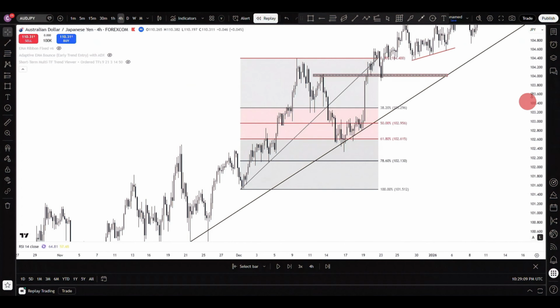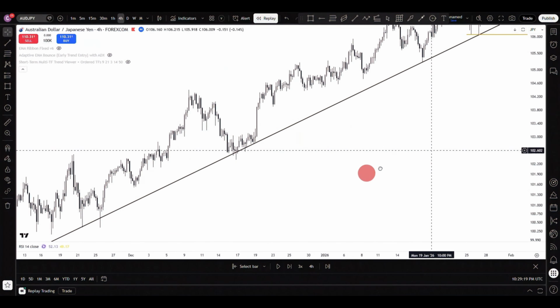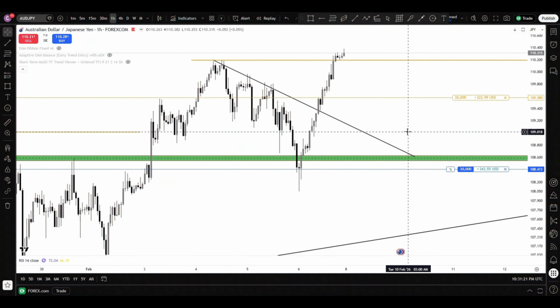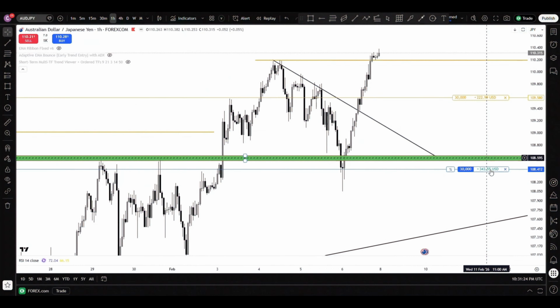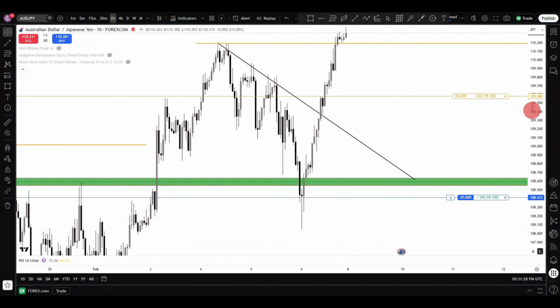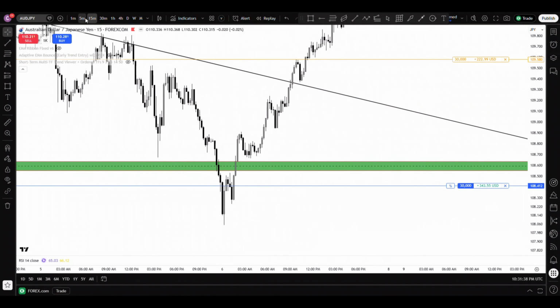So before we end this video, I want to show you one last thing. In case you were wondering if I cherry picked this chart or this trade just to make this video, I did not. Like, this is actually the entry that I took.